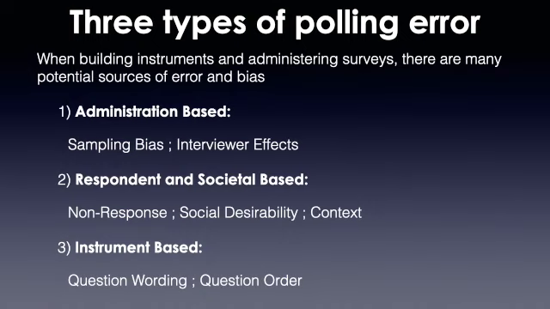So again, in the rest of the lecture, we're just going to talk about the first type of error, administration-based. But in later lectures, we're going to dive into the other two types of errors and talk about the total implications of how that could affect survey research.